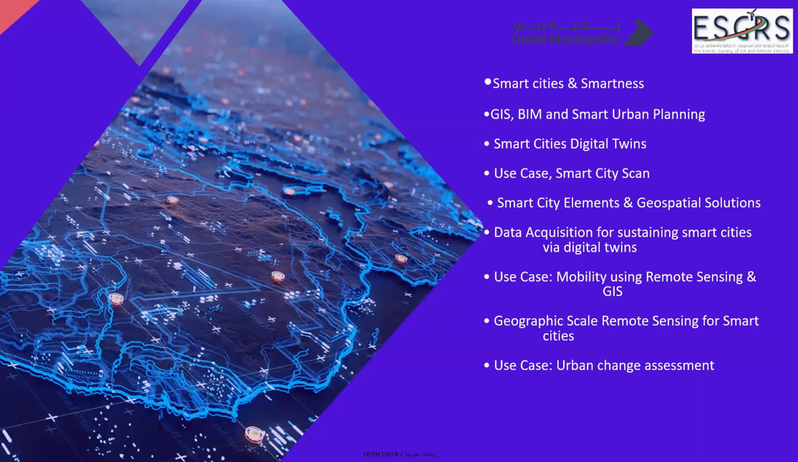And then we'll talk about GIS, BIM and smart urban planning, as BIM became a boon for urban planning smartness, and its relations to GIS, or geospatial science in general. Then we'll talk about smart cities and digital twins. That will be followed by use cases actually, starting with the smart city scan.